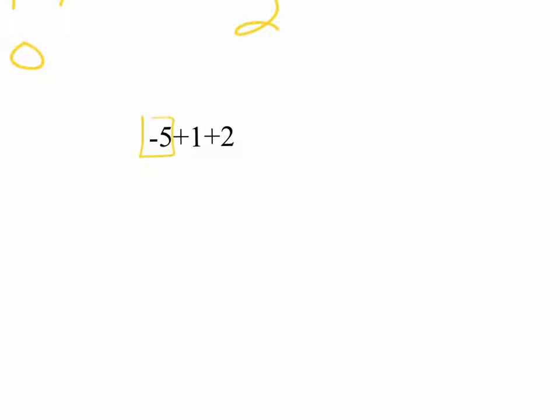Okay, now I have -5 and a positive 1. Opposite signs we subtract, so I get 4. 5 is bigger, we get -4 plus 2, -4, positive 2. Opposite signs we subtract, so we get 2. And then 4 is bigger than 2, so I get -2.